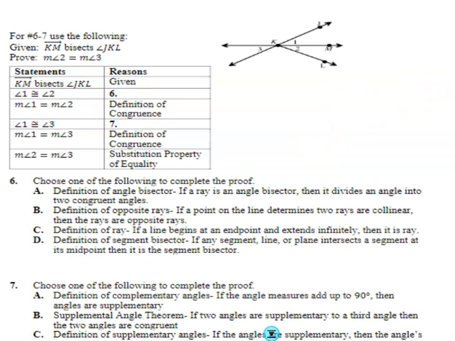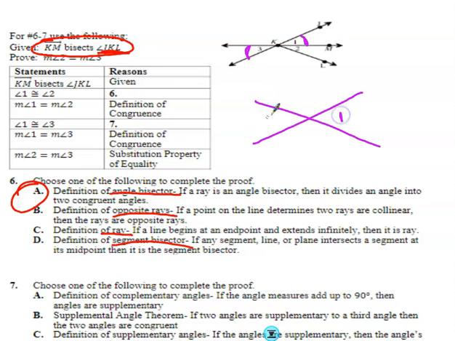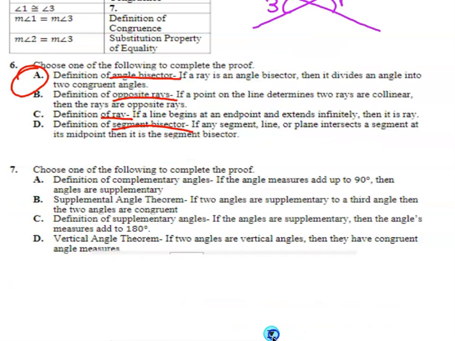Good. All right, number 6 and 7 is all about what information do they give you? What hint do they give you? So they say something about bisecting, and this is an angle. So which one of these options talks about angle bisector? Well, A does. Okay. All right, number 7 is talking about how can I prove that angle 1 and angle 3 are congruent? Well, what are angle 1 and angle 3? What type of angles are these? Well, they're vertical angles, so 7 is D.